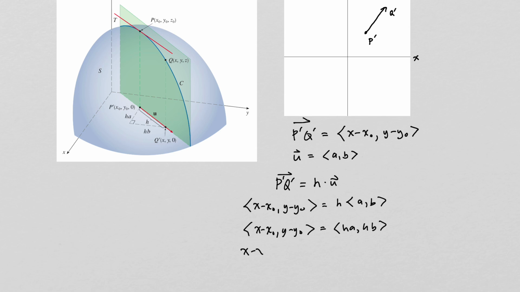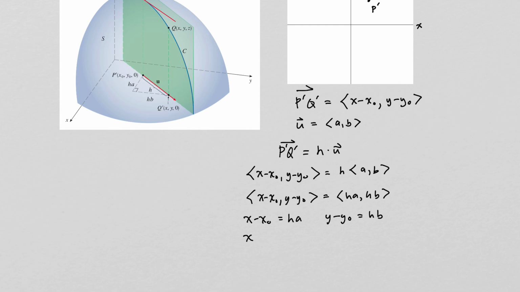But that means that x minus x0 would have to be equal to h times a, and y minus y0 would have to be equal to h times b. And if we solve for x and y, we can see that x would be equal to x0 plus h times a, and y is equal to y0 plus h times b. And that allows us to rewrite the coordinates for Q prime. So instead of calling it x, y, and 0, we can call it x0 plus ha, y0 plus hb, and 0.